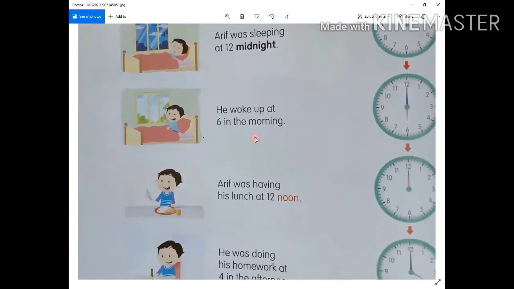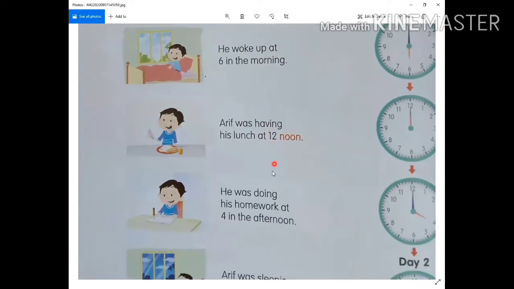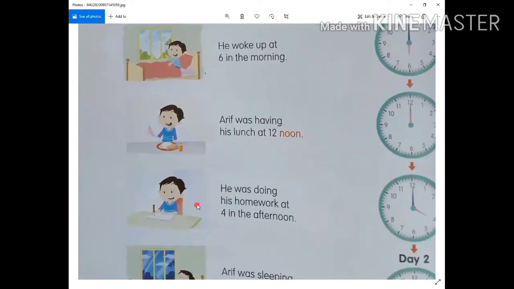Next picture: Arif was having his lunch. Look at the picture, it is 12 o'clock. Of course, Arif was having his lunch at 12 noon. And the next picture, he was doing his homework. You can see the clock. It is 4 o'clock, in the afternoon, right? He was doing his homework at 4 in the afternoon.